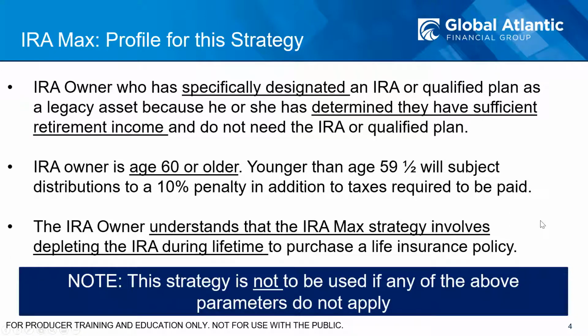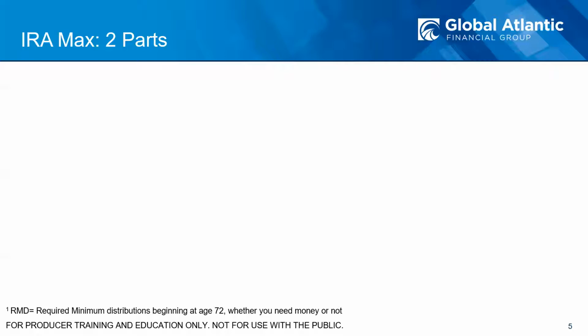And so we want to look at an IRA owner who has specifically designated that IRA or qualified plan asset to be passed on to the next generation. They're not going to use that asset to go through and live off of during their retirement years. Secondarily, they're 60 years or older, they're past that 59.5, 10% excise tax window. And then finally, the IRA owner understands that they're going to be drawing down that IRA asset. There will be taxes due for them on an annual basis, of course, because there'll be a 1099 generated, and that's going to be used to purchase a life insurance policy. So if it doesn't fit that parameter, this may not be the right solution there.